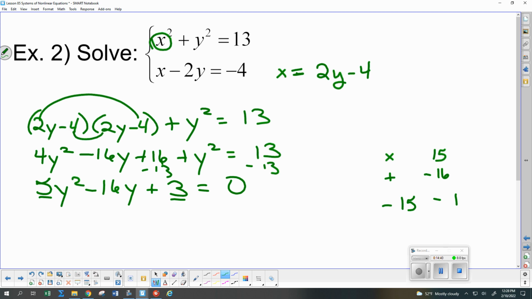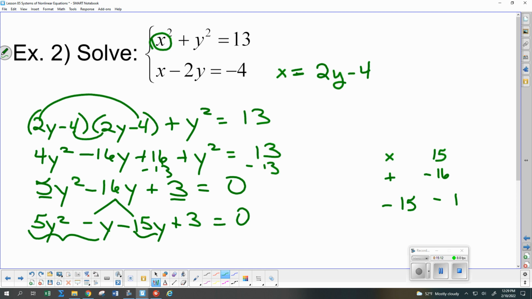Are we there? So that means with this method, we rewrite minus 16y as minus 15y minus 1y, or minus 1y minus 15y. It does not matter which way you do that. So I'm going to do minus y minus 15y, and I'm going to keep the 5y squared and keep the plus 3, still equals 0.